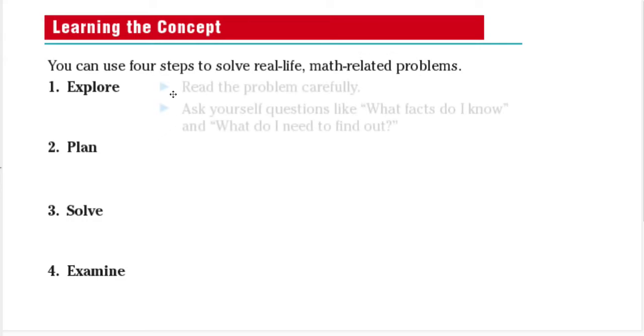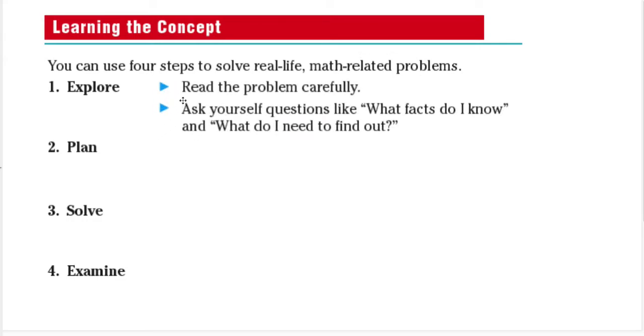Let's look at the explore part of the four-step plan. The explore part involves reading the problem carefully. Sometimes word problems need to be read twice, even 3 times, before you start considering how to solve the problem. And you ask questions like, what facts do I know and what do I need to find out? This part, what do I need to find out, is probably one of the more important things in trying to solve a word problem, because this is what your end product should be. This is the purpose of the word problem. So, what do I need to find out?